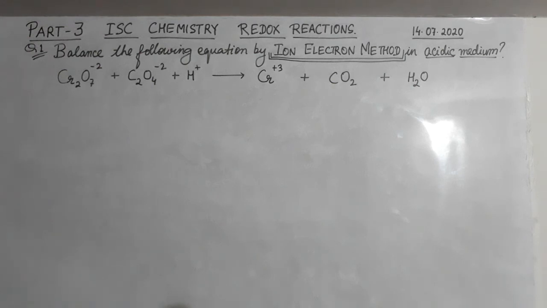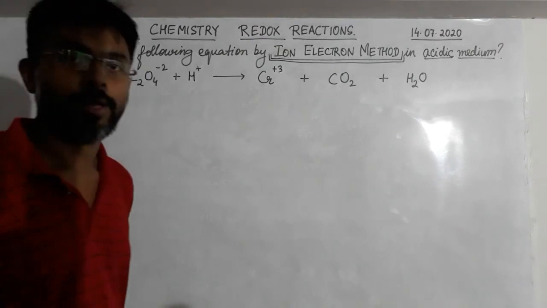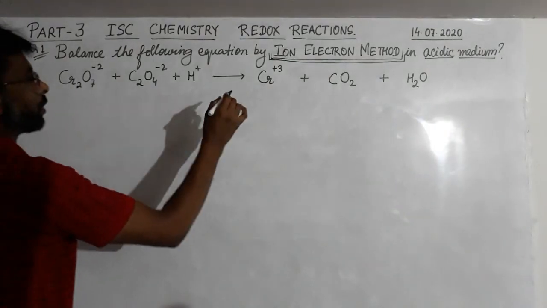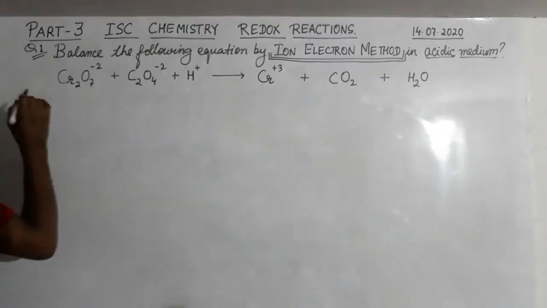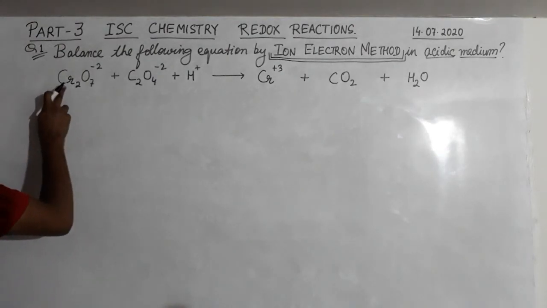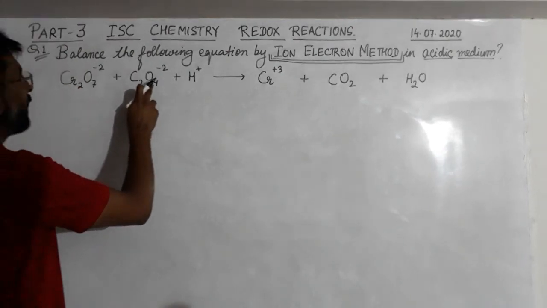in acidic medium. The ionic equation is given below: Cr2O7 2- dichromate ion plus C2O4 2- plus H+, giving Cr3+ chromium ion plus carbon dioxide plus water. So this is the equation. Now what is the first thing to be done in this question? The first thing to be done is copy this ionic equation once more. After that, write down the oxidation number of all the atoms which you find in these ions above these atoms.